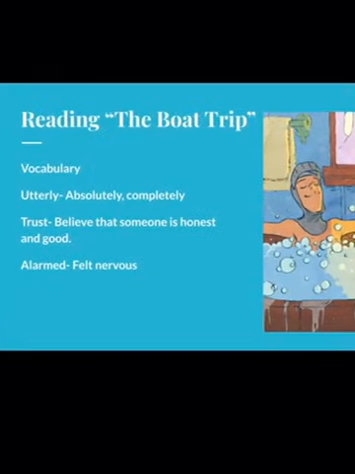I will read you the vocabulary words. First word is utterly. That means absolutely, completely. For example, the children were utterly fearless, riding the largest roller coaster in the world. Okay, next word is trust. That's to believe that someone is honest and good. For example, the children trust their parents will take care of them. Next word, alarmed. That's to feel nervous. So the hiker was alarmed when he saw a bear in the road.